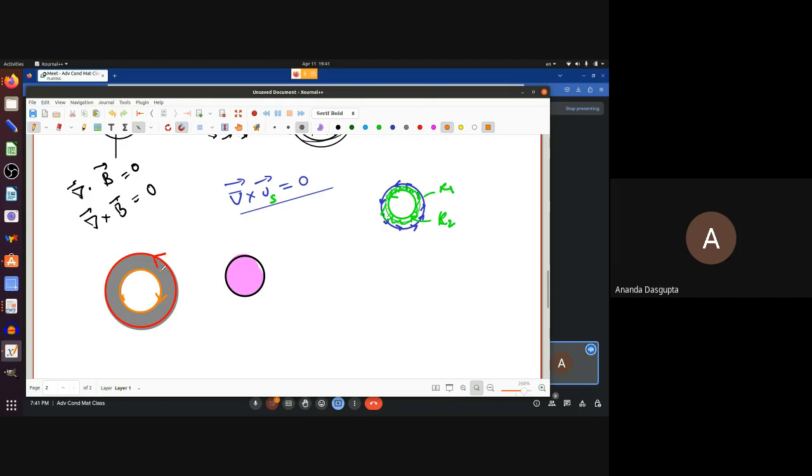But notice that here, one curve is being traversed counterclockwise, the other one is being traversed clockwise. So if you were to traverse them both in the same direction, so instead of using that arrow, you use this arrow, both of these loops must give you the same value. Okay? Clear?